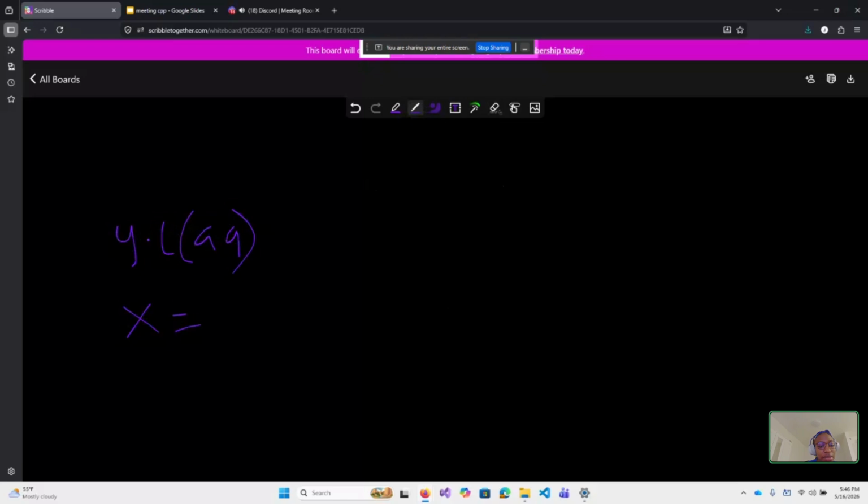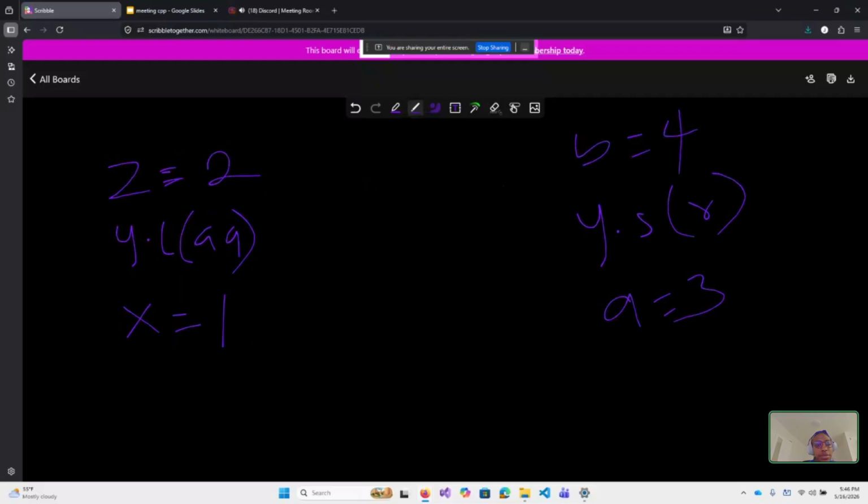Okay, let's say you have y.load with an acquire. And after it, you have this x equal to 1 here, and then maybe you have z equal to 2 here. And then in another place, you have y.store with a release. And you have another variable, a equal to 3, and you have b equal to 4 here.